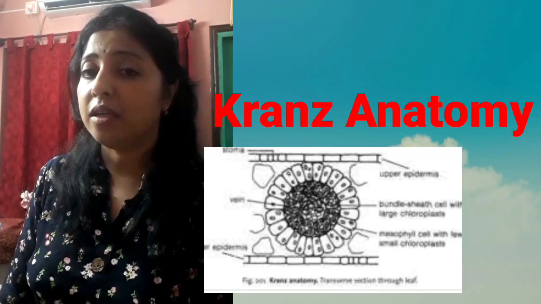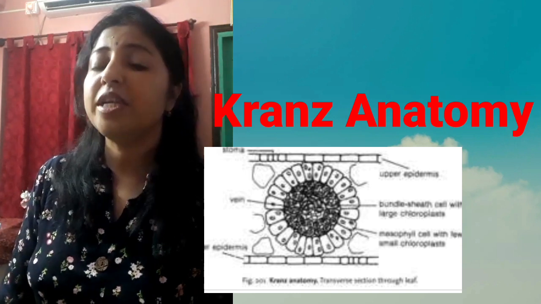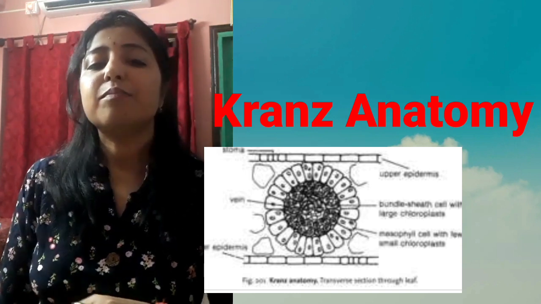So the enzyme is Rubisco. Clear? But in the C4 cycle this does not happen. In the case of the C4 cycle, one special anatomy, a special structure, is present. It will be discussed later. That is known as Kranz anatomy, and because of this Kranz anatomy, this may not happen.